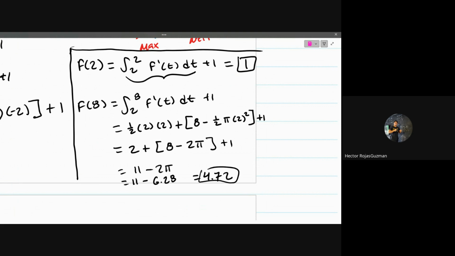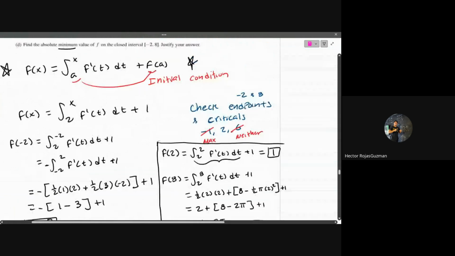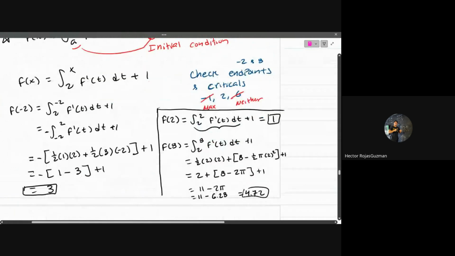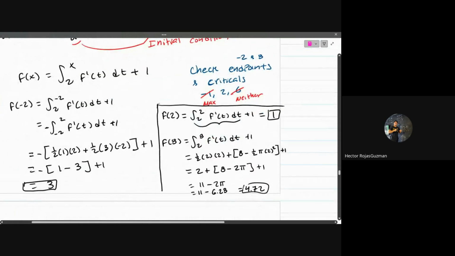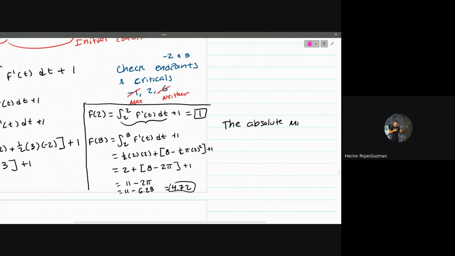So out of those three values, the absolute minimum is 1 at x equals 2. That's your answer.